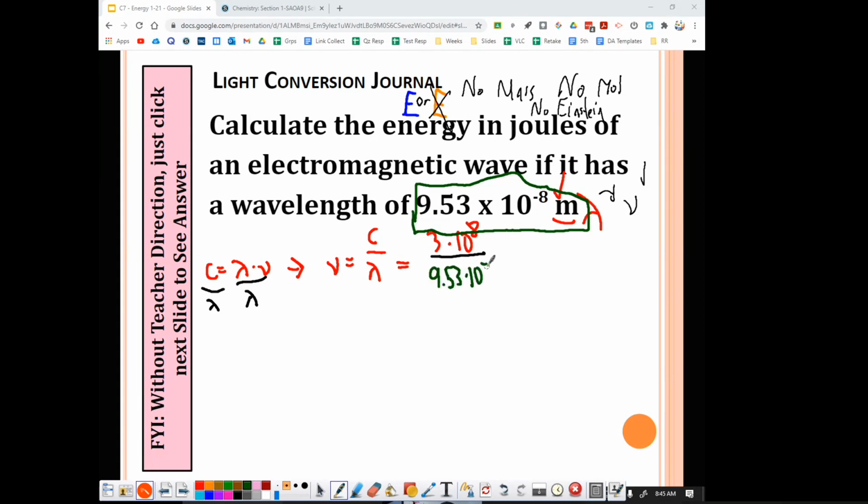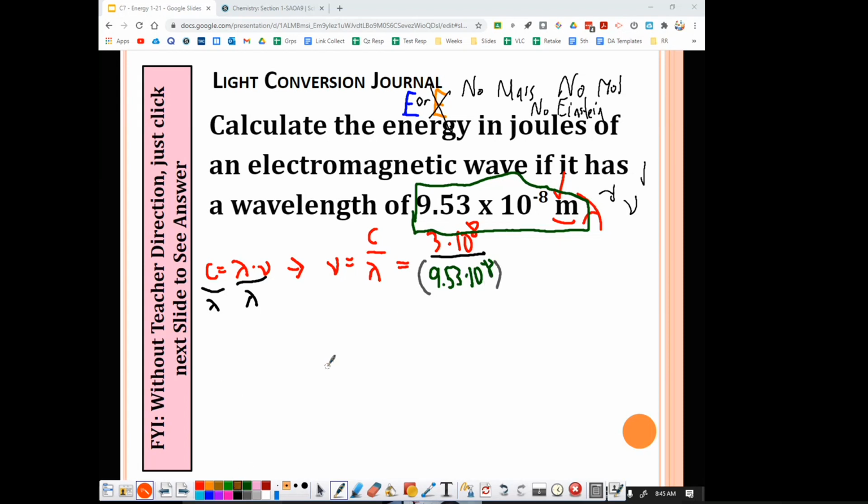9.53 times 10 to the negative 8. I don't need to track units anymore because I know if I start with meters, I'm going to wind up with joules because of what I said earlier. Now, when we're doing math under the line, we need parentheses around that, so there we go. I take my calculator, I do 3 times 10 to the 8th power. I divide it by parenthesis 9.53 times 10 to the negative 8th power, end parenthesis, equals.